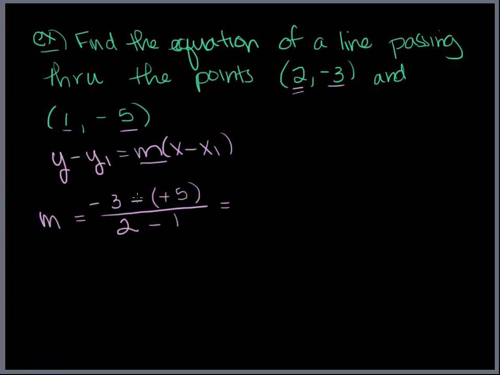So what do we get here? Well, that obviously becomes a plus. -3 plus 5 is 2, all over 1. 2 divided by 1 is also known as 2. So now we're ready to go. So I just need to write out the equation of my line.